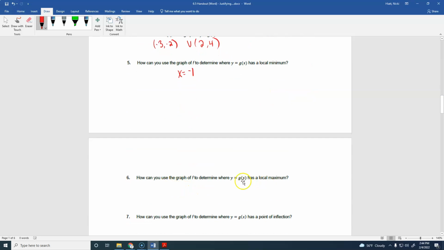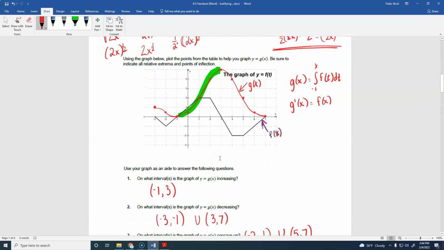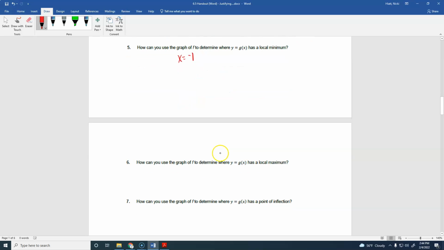All right. What about our local maximum? Right here at 3. And what happens with our derivative there? It switches from positive to negative. Positive to negative. So that gives us a maximum at x equals 3.